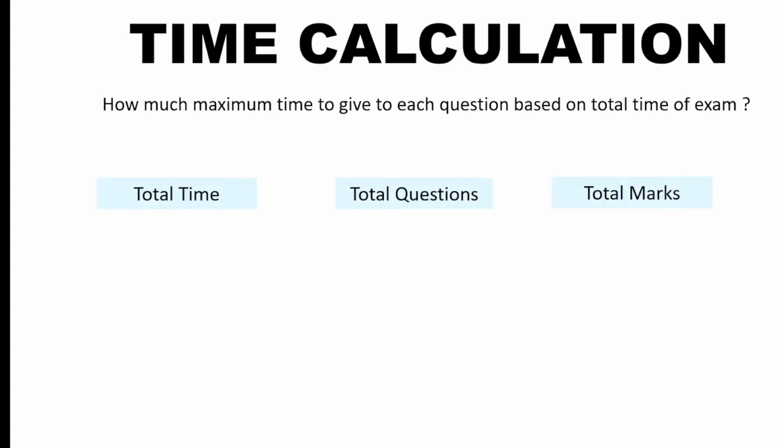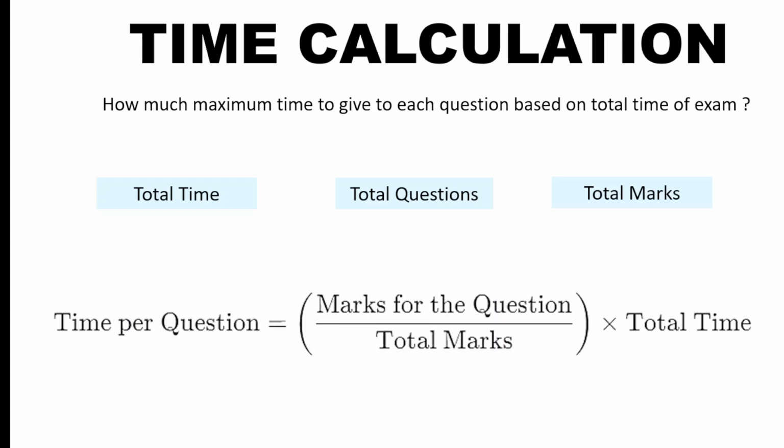So what are we given? We are given total time, total questions and total marks. So this is the equation we use that I found from ChatGPT. What is the time you should give per question? Well, it's their portion of marks out of the total marks, multiplied by the total time. And this is what gives you the time you should spend on one single question.